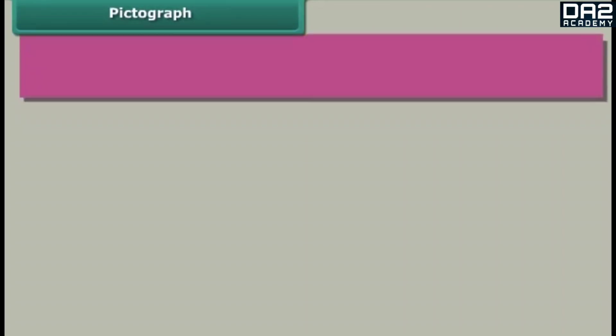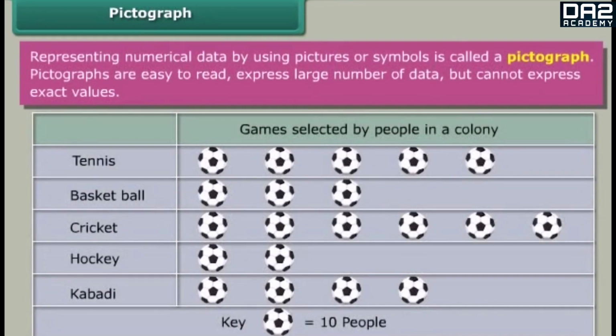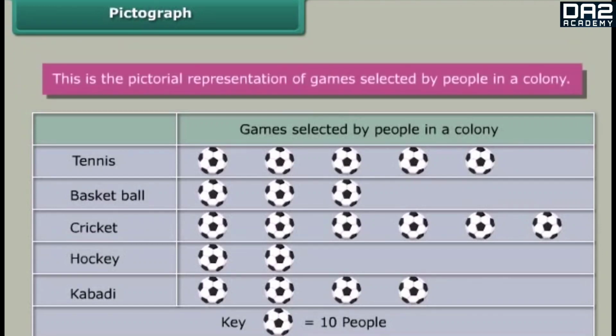Pictograph. Representing numerical data by using pictures or symbols is called a pictograph. Pictographs are easy to read and express large numbers of data, but cannot express exact values. This is the pictorial representation of games selected by people in a colony.